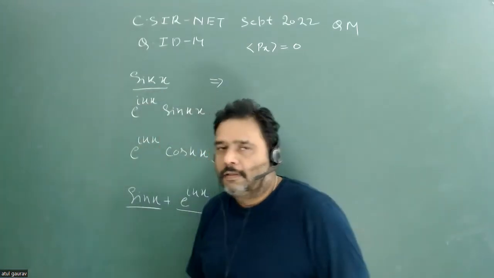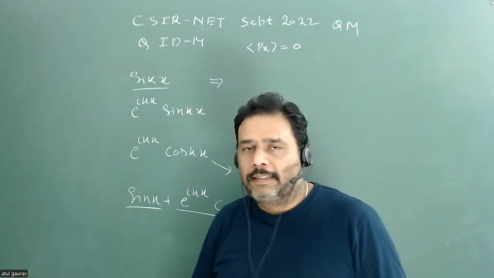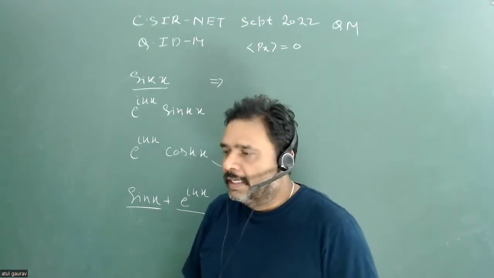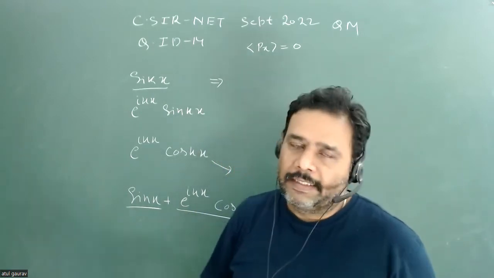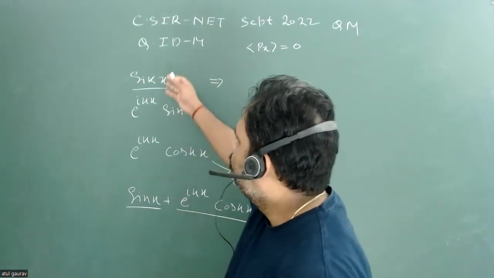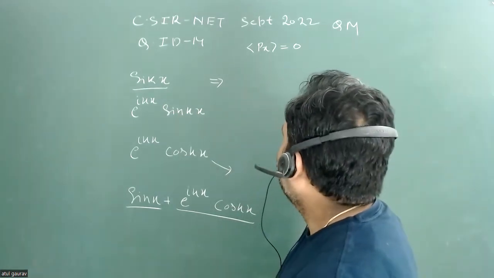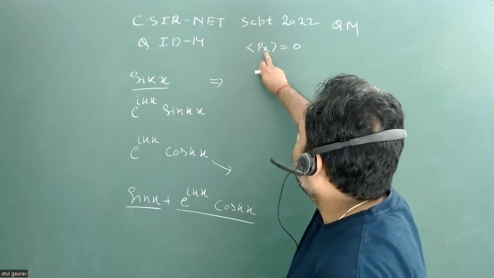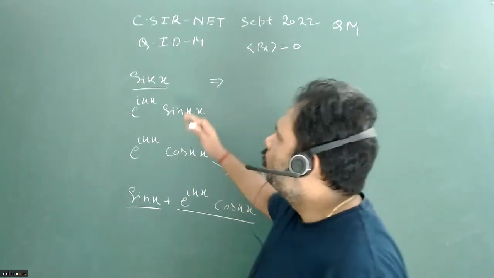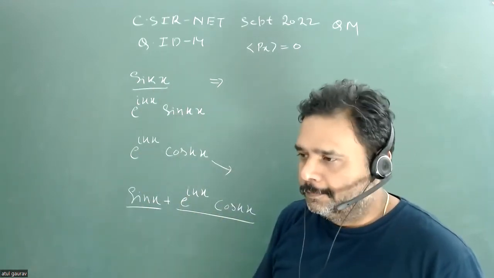Hello students, let's try to solve one more problem from the CSIR NET examination, held in September 2022. This problem is from quantum mechanics, and it is a very fundamental problem. Four wave functions are given, and the average value of momentum is said to be 0. We have to choose which wave function has an average value of momentum equal to 0.